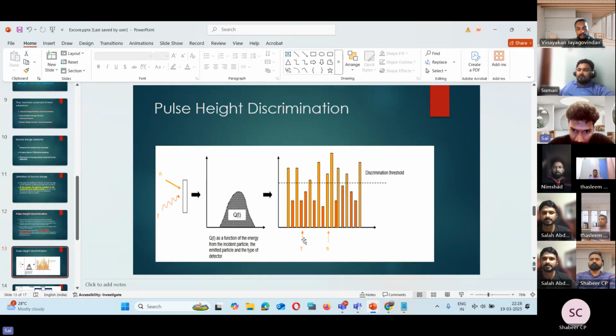You can see here that the pulses caused by the gamma radiations are of lower height, and the pulses caused by the neutrons are taller, higher. So we just exclude the lower pulses, which are the pulses caused by the gamma radiation, remaining only the pulses caused by neutrons. This is the process which I mentioned in the previous slide, the pulse height discrimination.